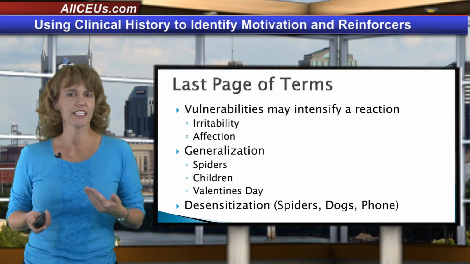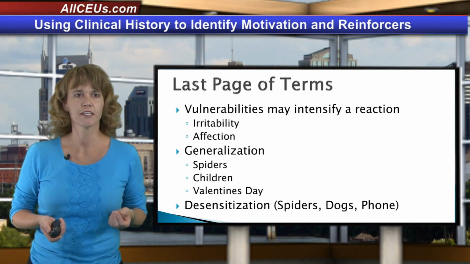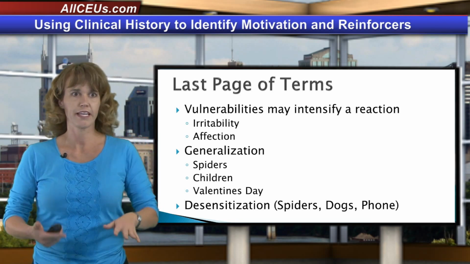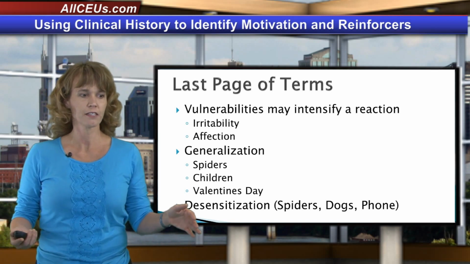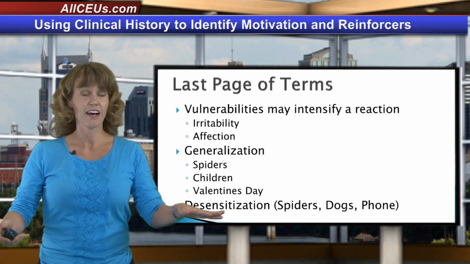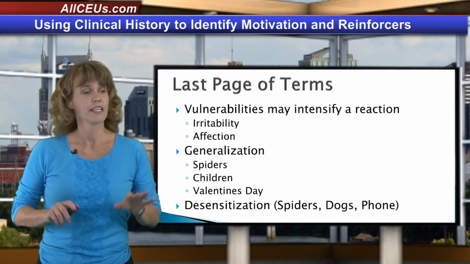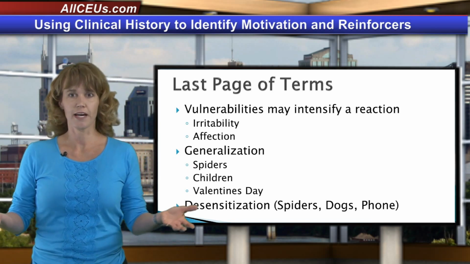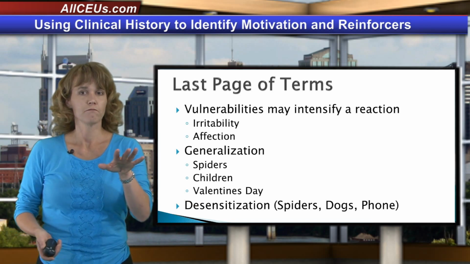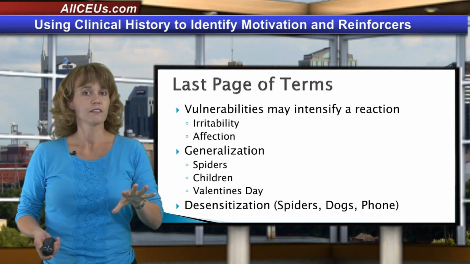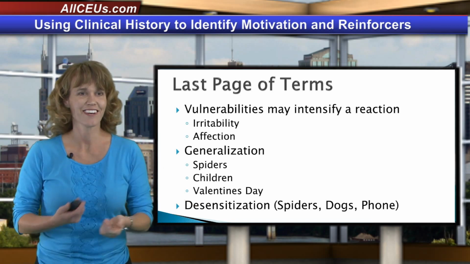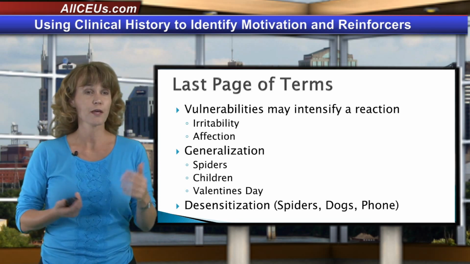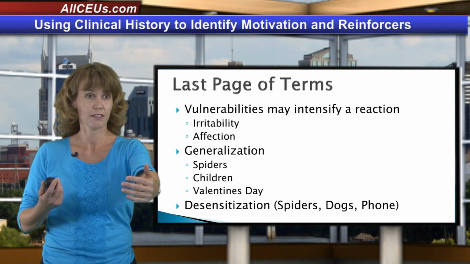Now we talk about generalization, and I said earlier, some people get bit by a spider once, or they hear about somebody who's bit by a spider, and then every spider they see after that is bad news. And they become arachnophobic because they're terrified of all spiders. Children can generalize a lot of things. And one of the things that we also know is that people generalize things about children.